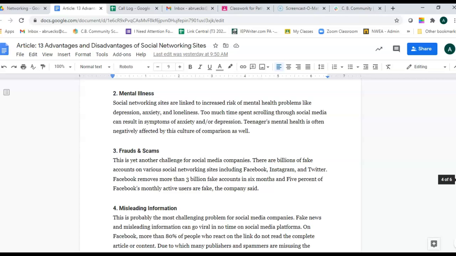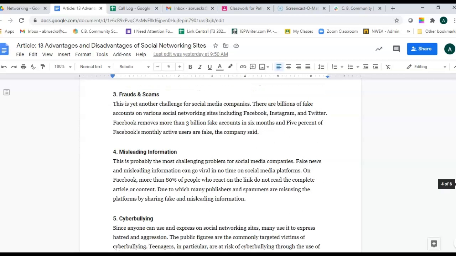Number three, frauds and scams. This is yet another challenge for social media companies. There are billions of fake accounts on various social networking sites, including Facebook, Instagram, and Twitter. Facebook removes more than 3 billion fake accounts in 6 months, and 5% of Facebook's monthly active users are fake. That's incredible. And those people are only there to scam other people. Otherwise, they would just have a real account.